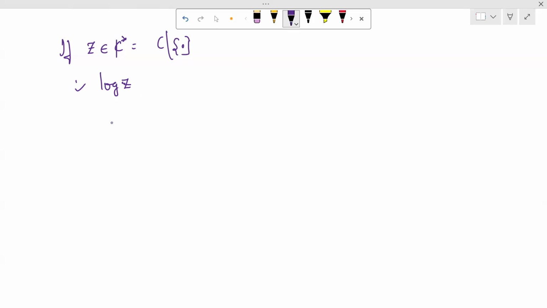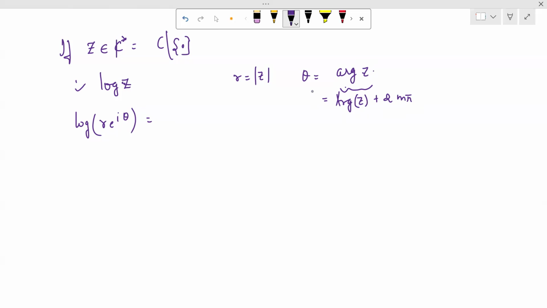So log z is equal to what? If I take z as r e raised to power iota theta, what is r? R is equal to modulus of z, and theta is nothing but the argument of z. Or argument of z can also be written as principal argument of z plus 2m pi. You know that argument of z, in the general sense, we can write as simply principal argument of z plus 2m pi, where m belongs to Z. Is that fine till now?